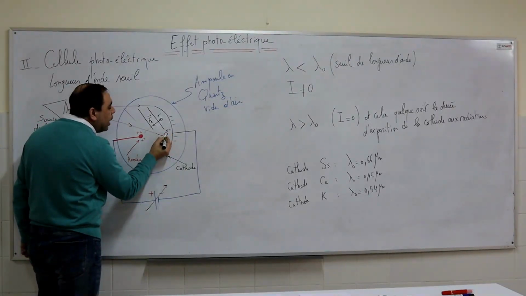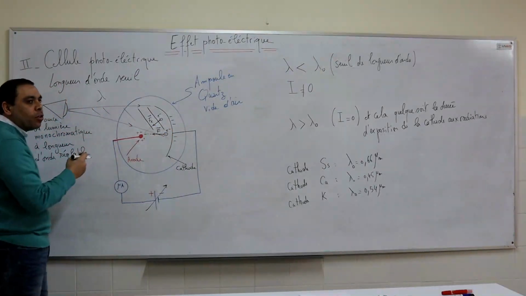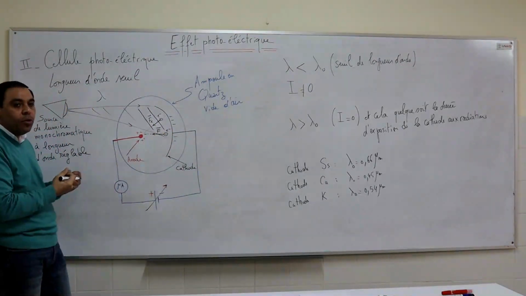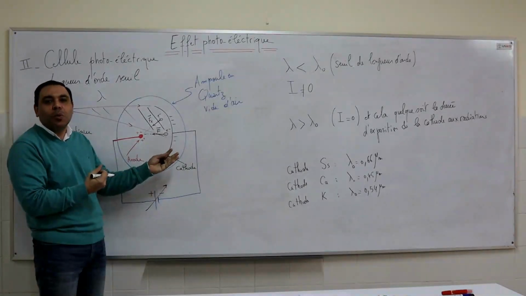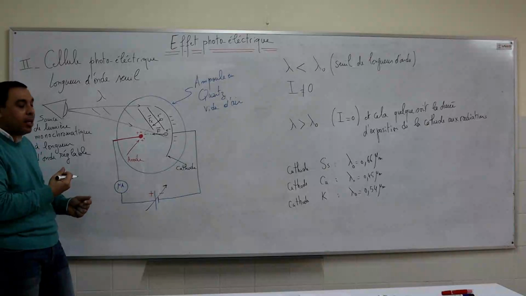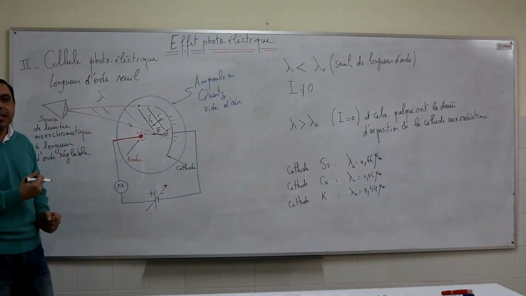When the electrons leave the cathode and reach the anode, now the circuit becomes closed and an electric current will traverse the circuit. The ammeter will then indicate the flow of an electric current.